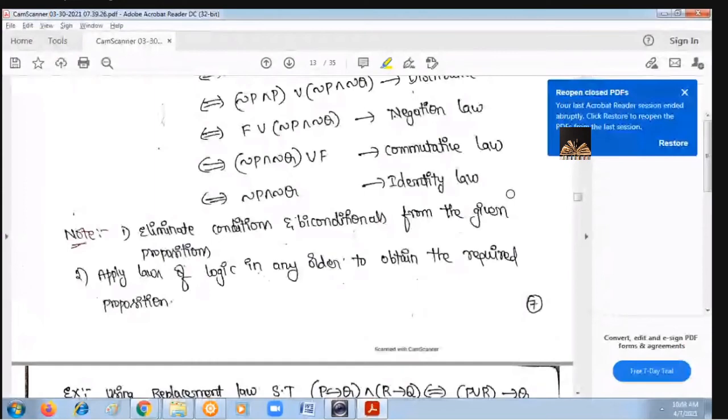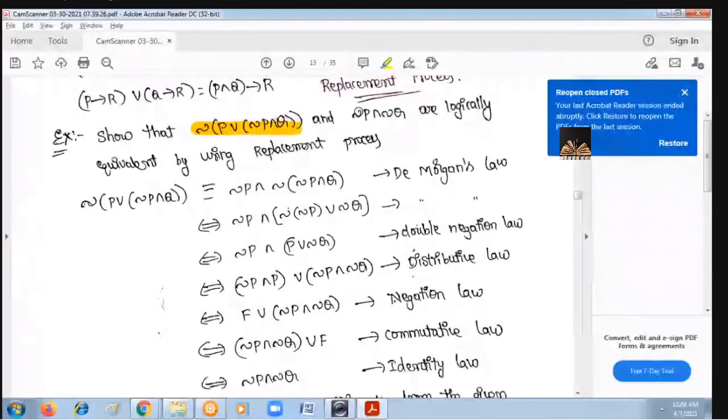Let us see one example. Prove that negation of P or negation P and Q is logically equivalent to negation P and negation Q. You need to prove that these two are logically equivalent. If you use the truth table method, you will construct a truth table for the LHS part and for the RHS part, and just compare the resultant columns. If they are equal, you'll say that they are logically equivalent. But here you need to apply the replacement laws.